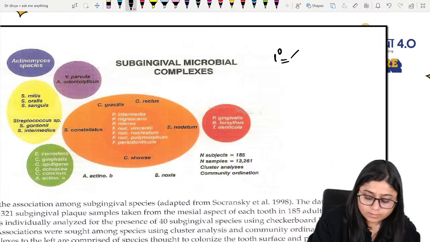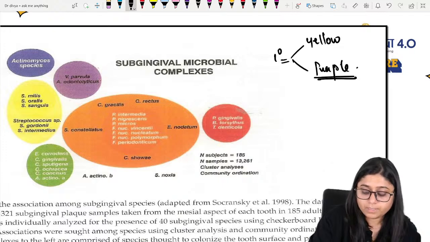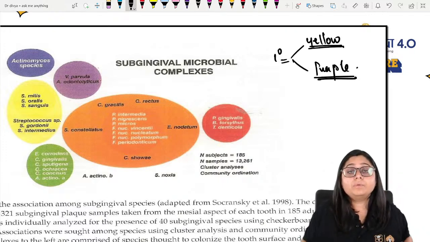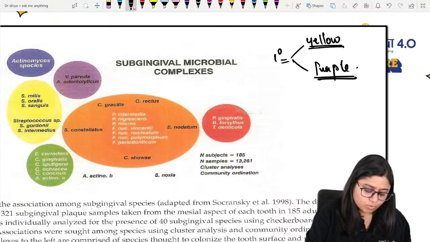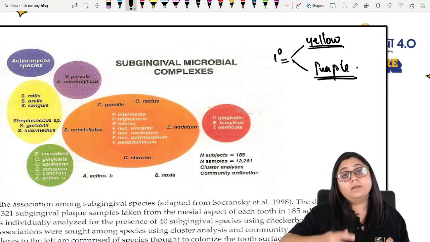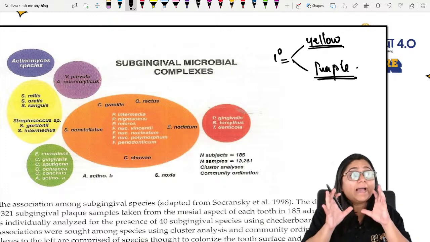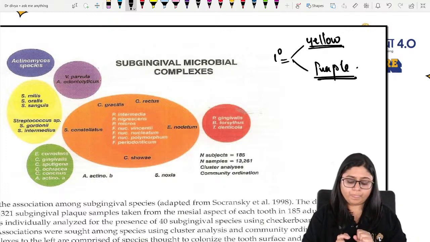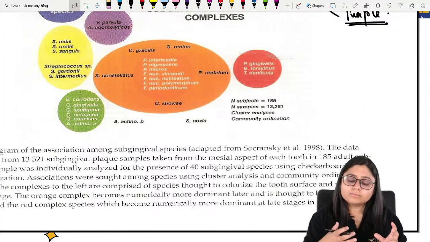Okay. So here there are two complexes, yellow and purple. Now one thing you need to know is Actinomyces is a species, right? Aggregatibacter is a species. Streptococcus is a species, and the strain is Mitis oralis sanguis. Aggregatibacter Actinomycetemcomitans has A to F strain. There are 6 strains. Okay. So the species Actinomyces is a species.